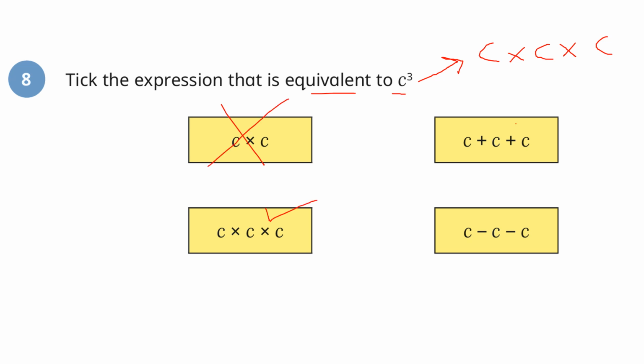Okay, this one simplifies to 3c, not c cubed. And this one simplifies, okay, to minus c or minus 1c when you collect like terms. Okay, and this one, if you're unsure, gives you c squared.